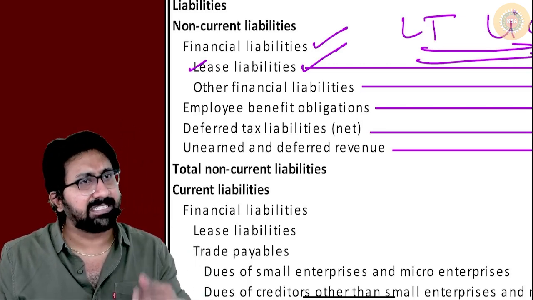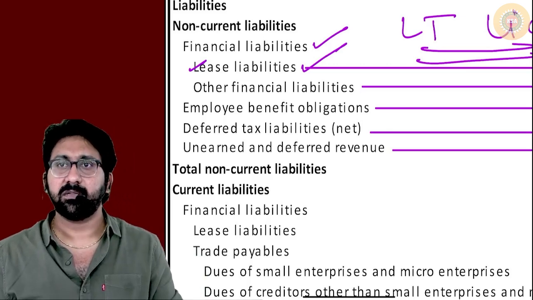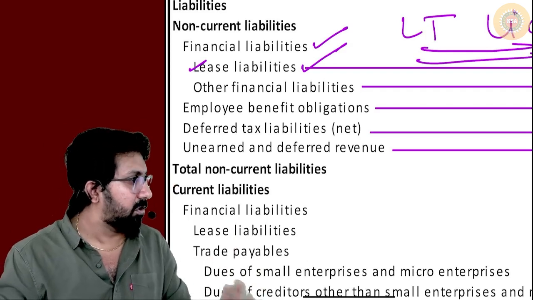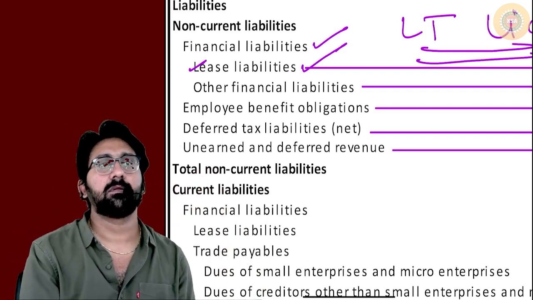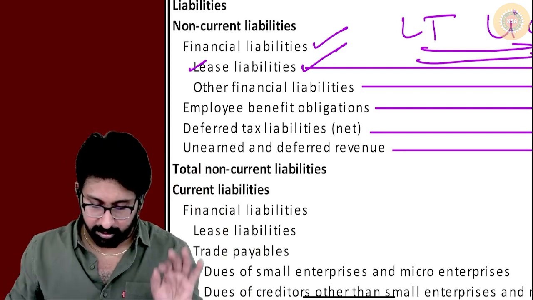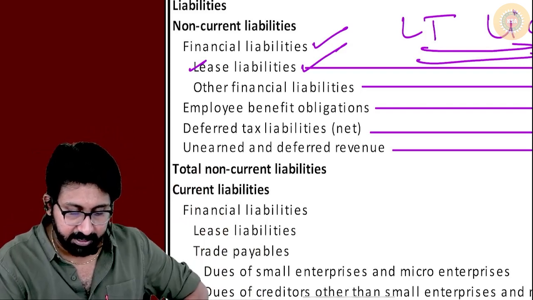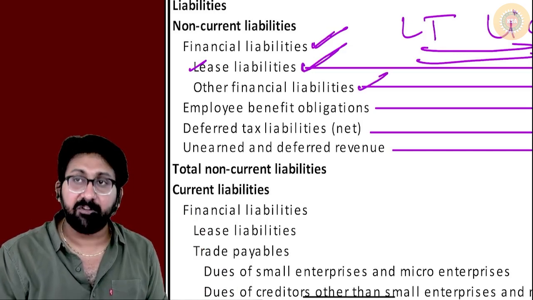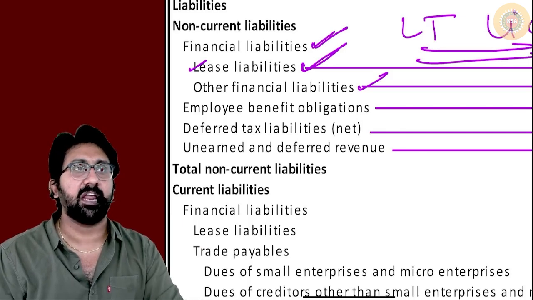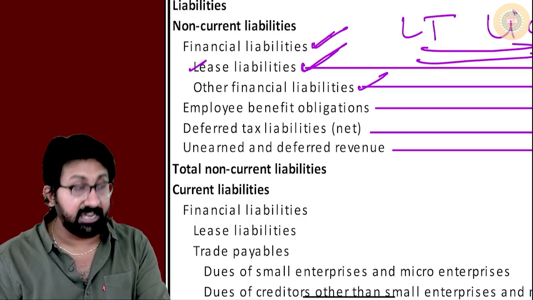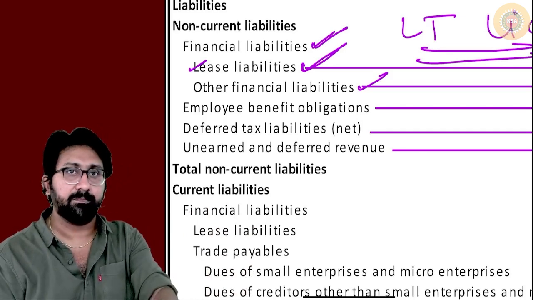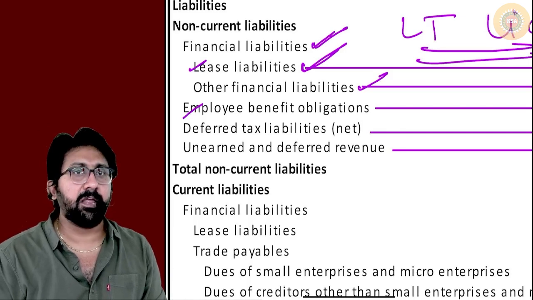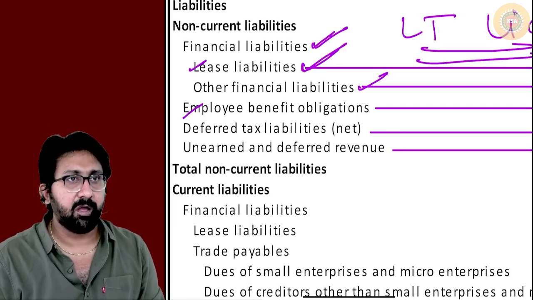Debt need not always be bank loans. You are under a wrong impression. Bank loan is a debt, debenture is a debt, and lease is also a debt. What is the first liability? Lease liability. The next? Other financial liability, where debentures and bank loans will come. Next, employee benefit obligation.